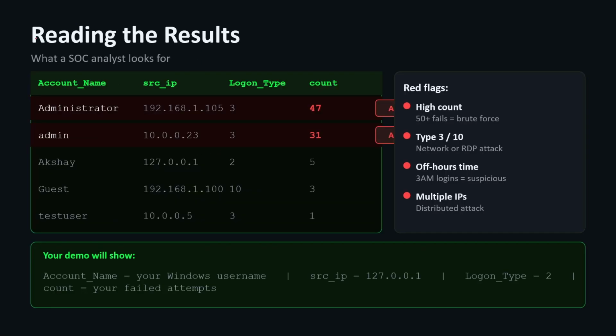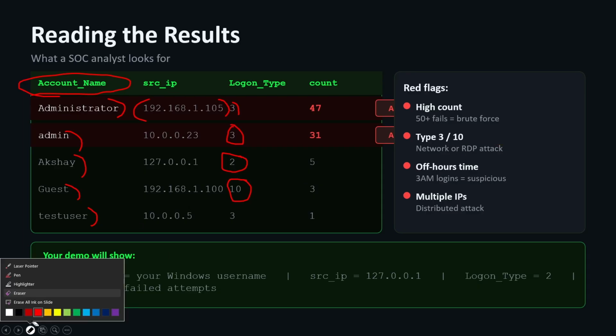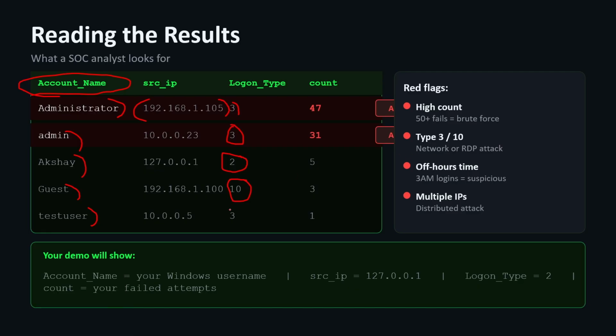Okay, other than that, we are going to read the results, like what a SOC analyst looks for. A SOC analyst will look for the account name, whether it is administrator or admin or a user like guest or test user, whatever it is. They are also going to look at the IP address and the logon type. The logon type is what is necessary in this case. It's just a physical logon type, but if it is 3, it is network related, right? If it is 10, it is again an RDP attack, right? So let me erase that. It's RDP. Other than that, if it is 3, then it is again network type, right?